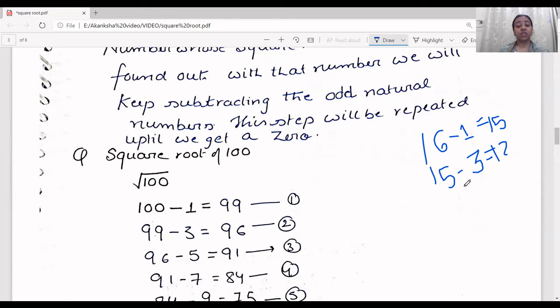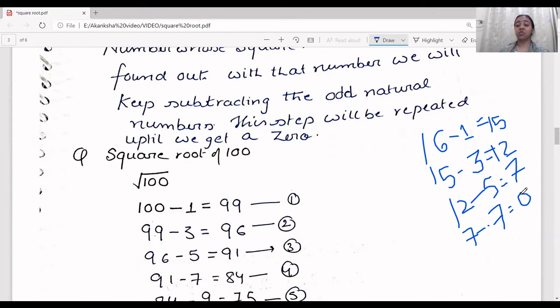Right. So moving ahead, now 12. 12 minus the next odd natural number, which is going to be 5, right? So 12 minus 5. Now 12 minus 5 is going to give me how much? It's going to give me 7. Next is the next odd natural number. Now the next odd natural number is going to be which number? It's going to be 7 itself, right? So 7 minus 7 now will give me 0.